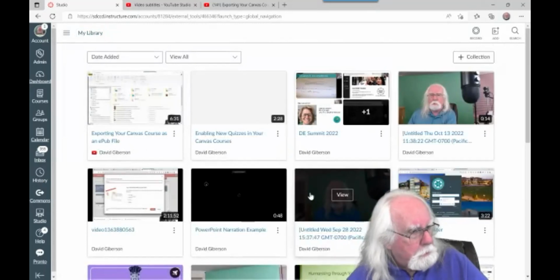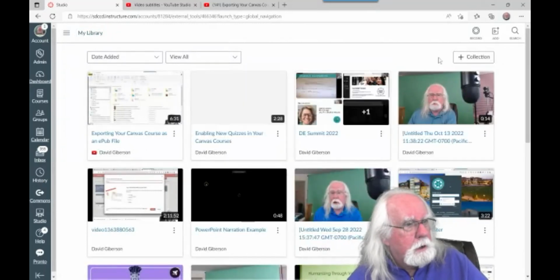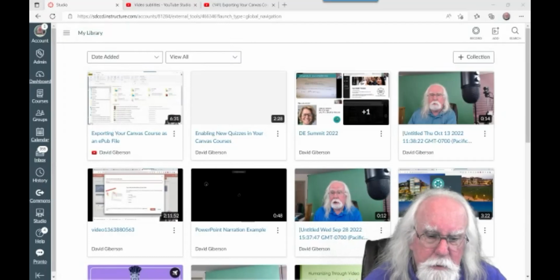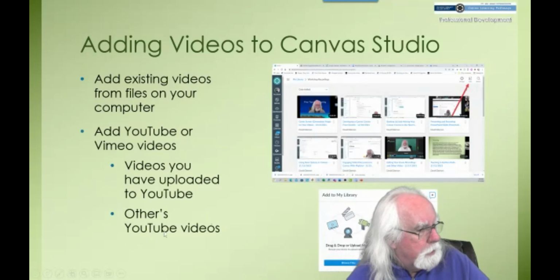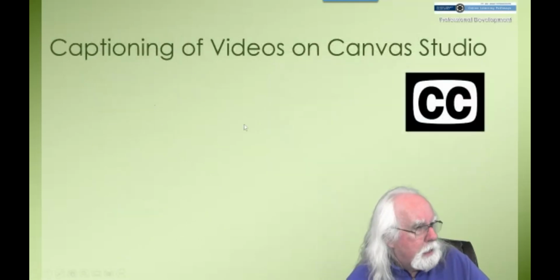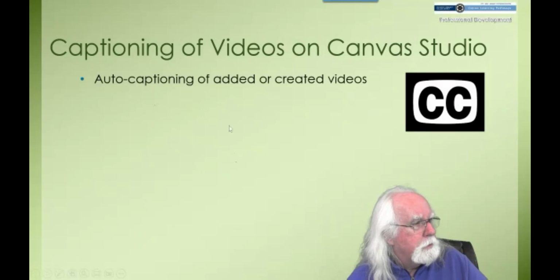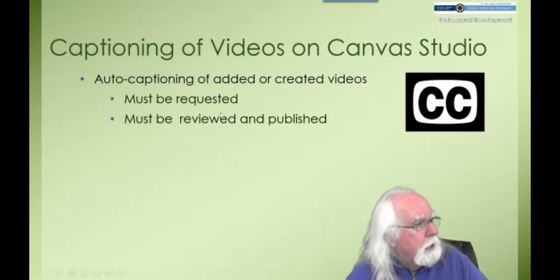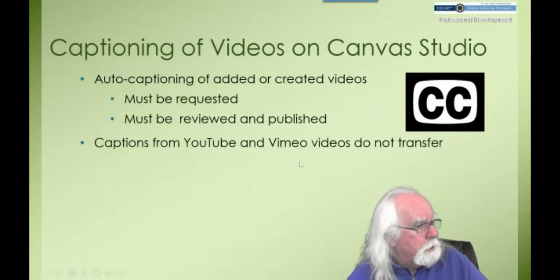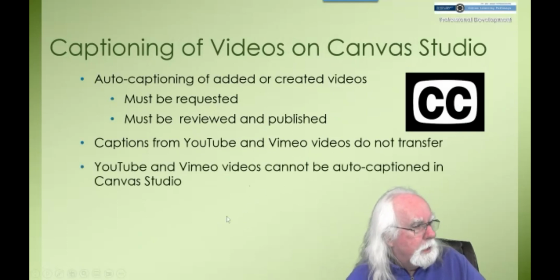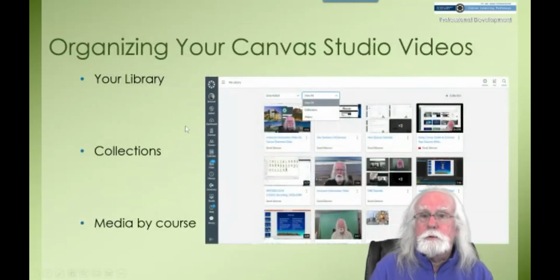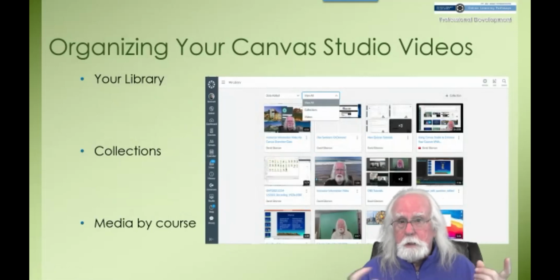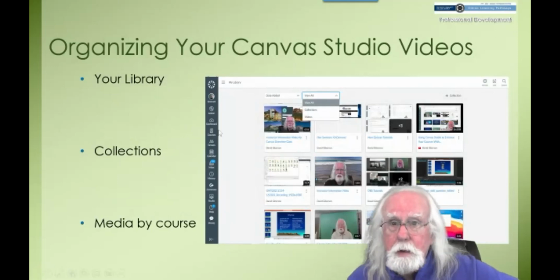Gotcha. Okay. All right. Let's see where we are in my notes, just so I don't forget what I'm doing here. We can add YouTube or Vimeo videos and captioning. We just talked about auto caption of added or created videos, and we have to request it and review it. Captions from YouTube and Vimeo don't transfer, and they can't be auto-captioned. All right, so those are some definite negatives associated with the integration between Canvas Studio and YouTube.